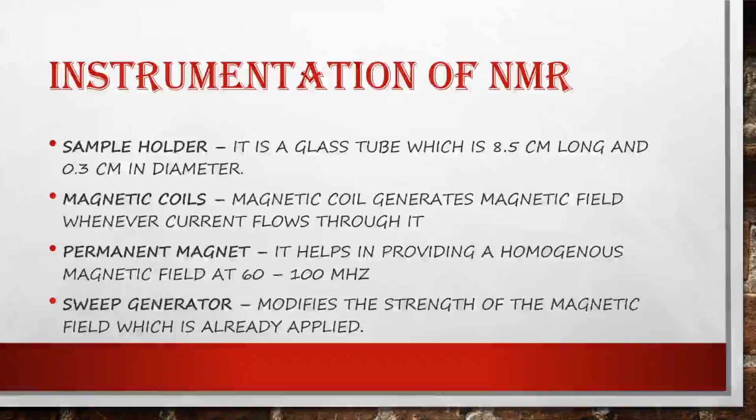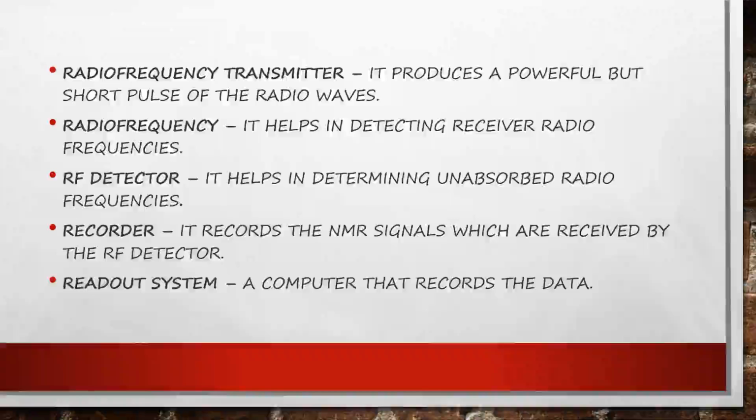There is the sample holder. It is a glass tube which is 8.5 centimeters long and 0.3 centimeters in diameter. There are magnetic coils. A magnetic coil generates a magnetic field whenever current flows through it. Permanent magnet. It helps in providing a homogeneous magnetic field at 60 to 100 megahertz. Then there is the sweep generator that modifies the strength of the magnetic field which is already applied. Then comes the radio frequency transmitter. It produces a powerful but short pulse of radio waves.